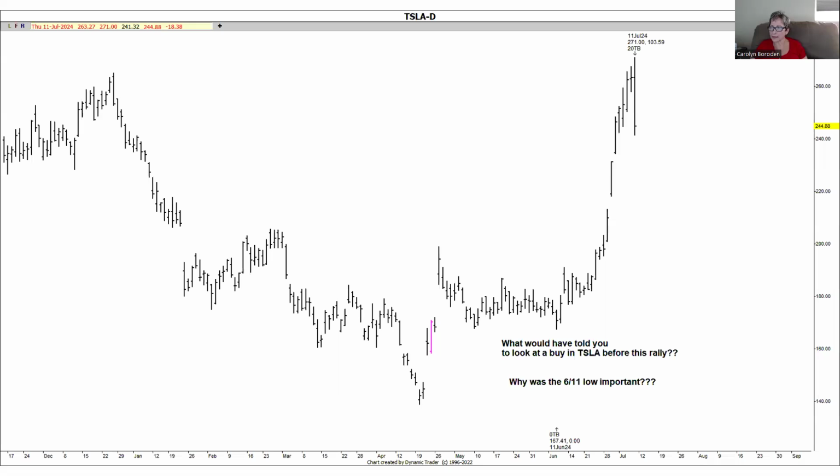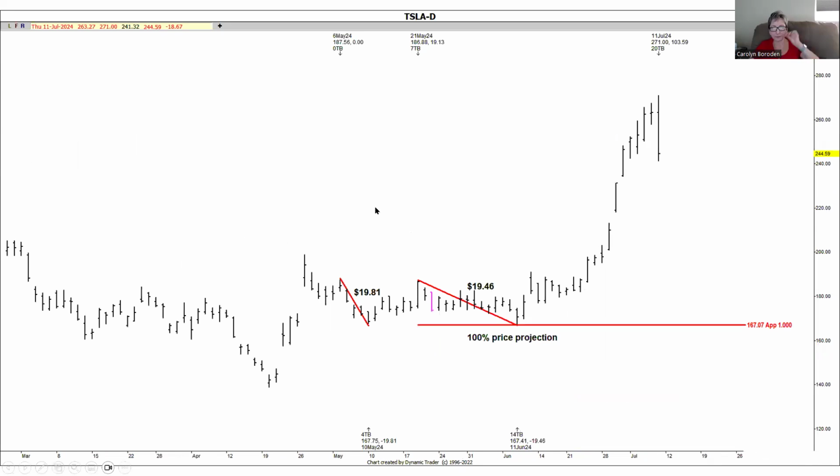All right, now this next slide, this is pretty much the trick question, but what would have told you that the June 11th low was important? What would have told you to look at a buy in Tesla before this rally occurred? And nobody's really supposed to be able to answer that question. So let's just go into the reasoning.